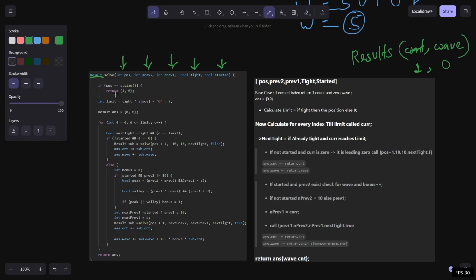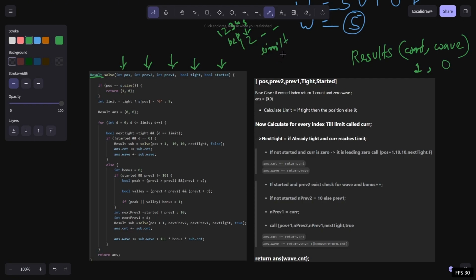The first is the base case after exceeding, and then this is the limit, so this is going to tell us the limit. Is it tight? If we are not tight, our limit is 0 to 9. Suppose we are given 1 2 and the string is 1 2 3 4 5 and we are at this index. Is 2 tight? Yes, 2 is tight. So this is previous one, this is previous 2. If it's tight, the limit is going to become 2. We can't exceed 2.